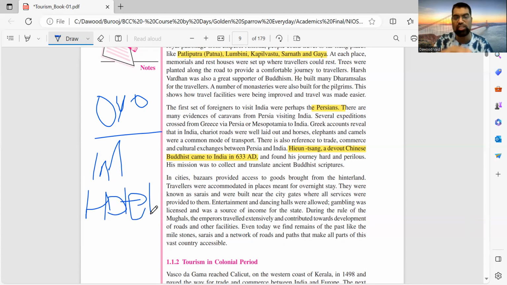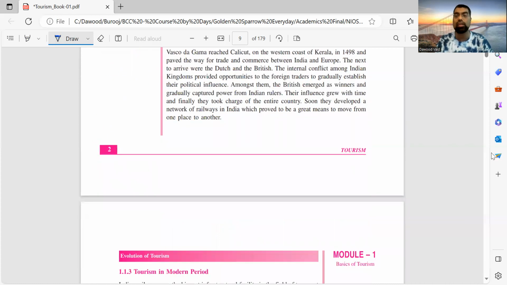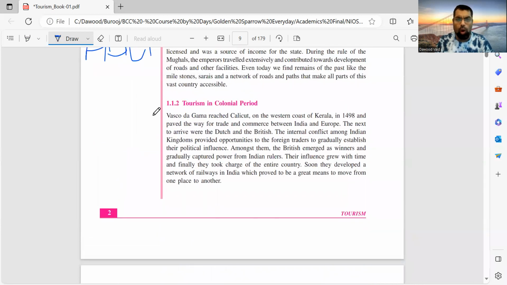So remember the Mughals. My writing is very bad, but at least it remembers you. Mughals built a lot of inns there. It became a source of entertainment and income. So people travel, and that's how the roads came in. The national highways came in.